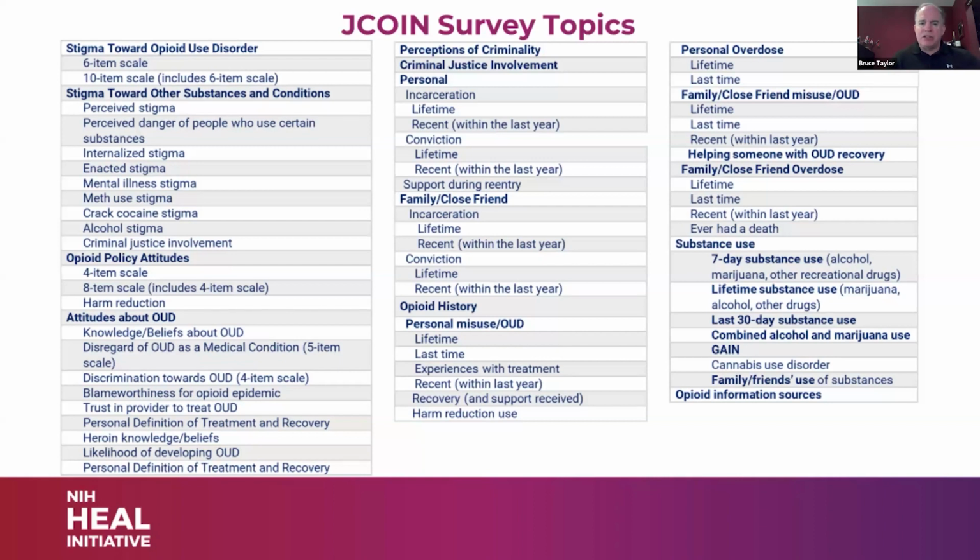A big feature of our study, because we're the Justice Community Opioid Innovation Network, is that we've also looked at criminal justice involvement for personnel. So looking at what role personal incarceration may have had, and also support from family and friends, and whether they might have been incarcerated at some point. We also ask extensive questions on drug use, and that's covered here. Next slide, please.